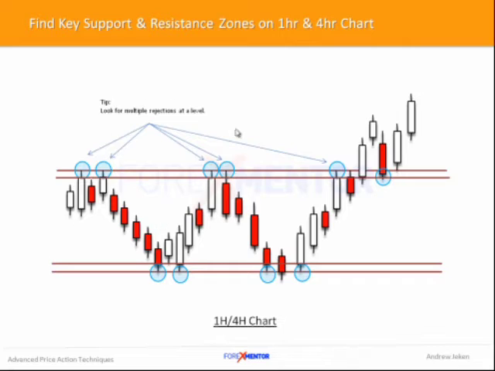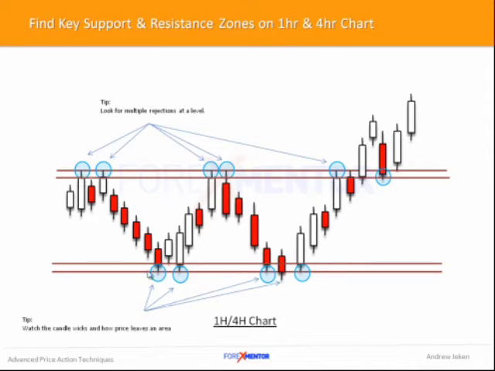and we're looking for multiple rejections at a level. So you can see how price is rejected. Now, as I said, this could be an hourly or a 4-hour chart, and this is no different to marking off your previous higher time frame key areas like we went over on the daily or 4-hour charts, except now we're looking more at the hourly and 4-hour charts and zones.